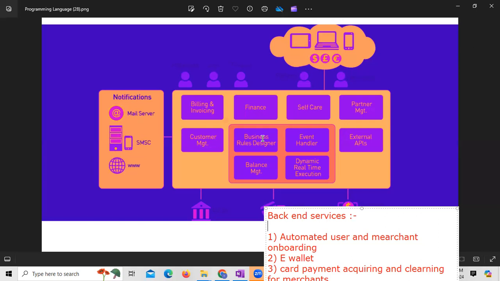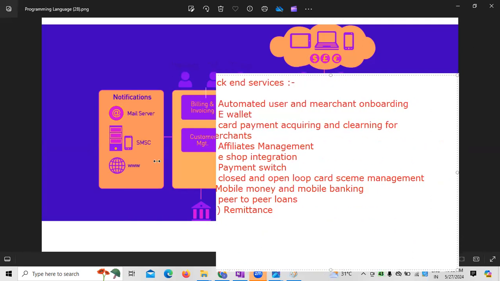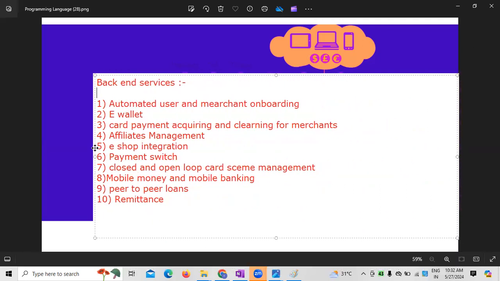Next, event handling. We need to focus on event handling, followed by any kind of external APIs which are to be connected to customer management, or any kind of real-time executions we want to perform. Everything can be done, especially whenever we are developing payment solutions for customer requirements. Being a business analyst, one has to be identified with and know these.